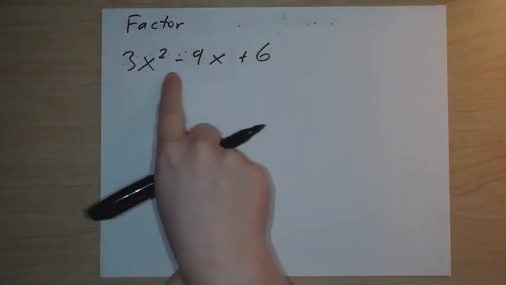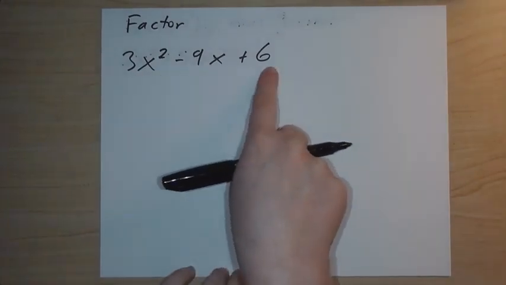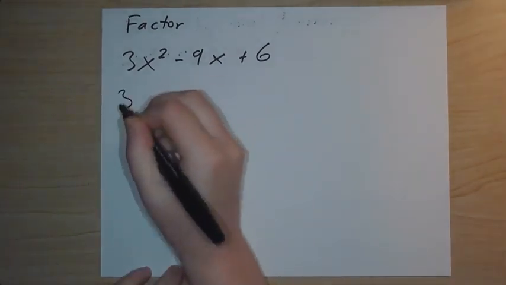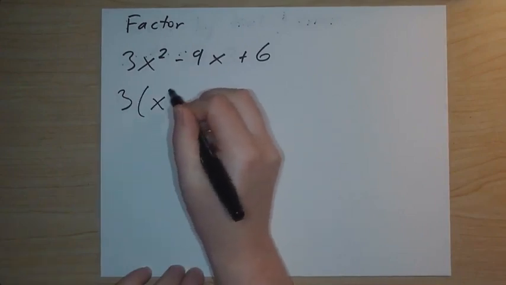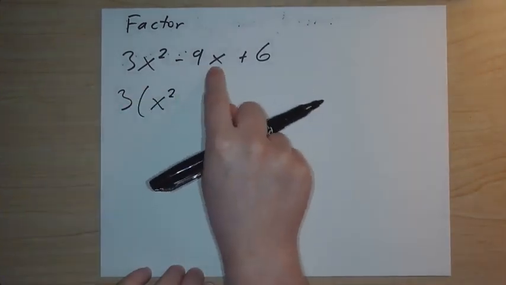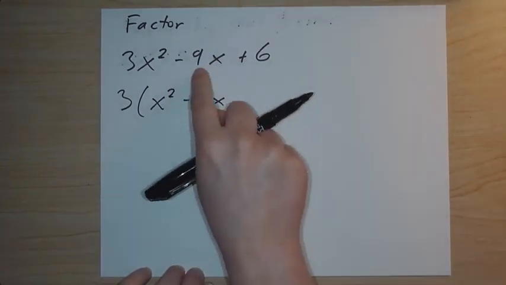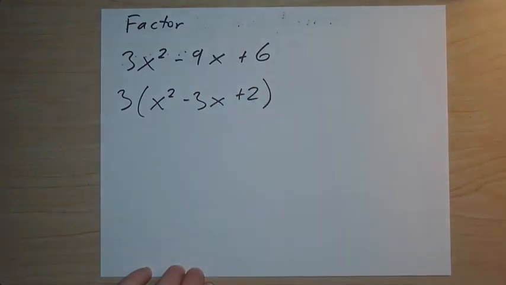We notice that 3 is in 3x squared, negative 9x, and 6, so we can factor out a 3. So we're going to do that. Taking out 3 from 3x squared, we're left with x squared. Taking 3 from negative 9x, we're left with negative 3x. Taking 3 out from 6 leaves us with positive 2.